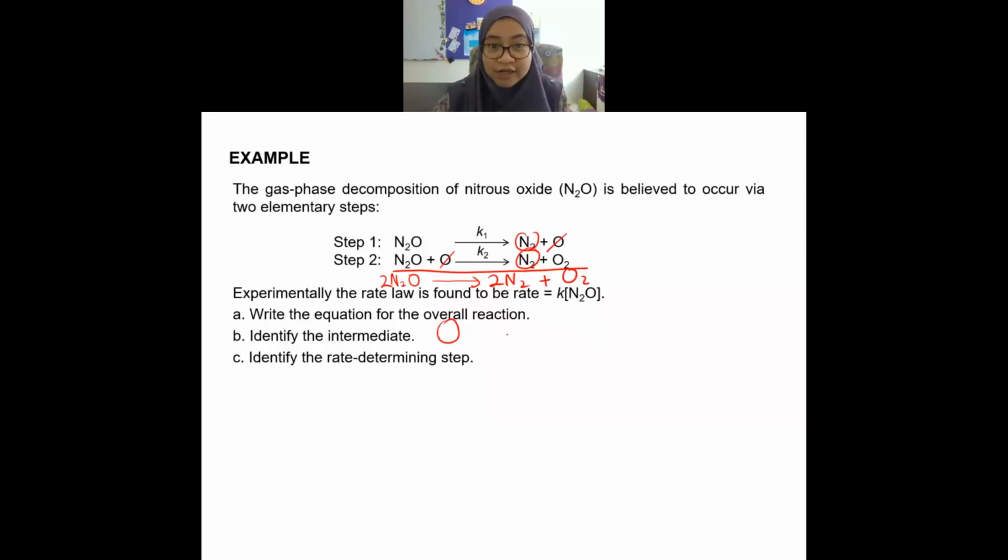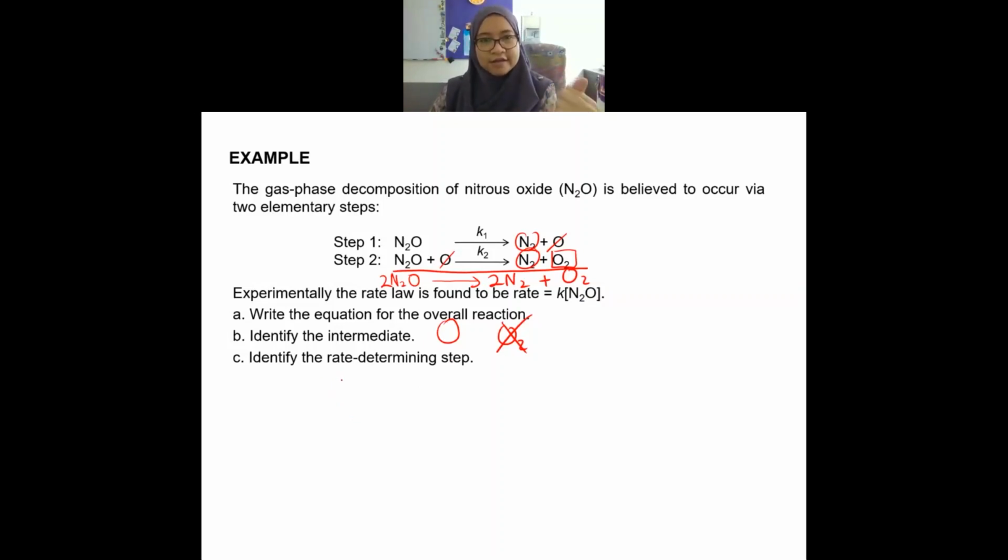Oxygen atom, not oxygen, not this one, not O2. Don't just simply put O2, that's wrong. It should be O, because we do have O2 here. Don't make a mistake there. Okay, right. Identify the rate determining steps.